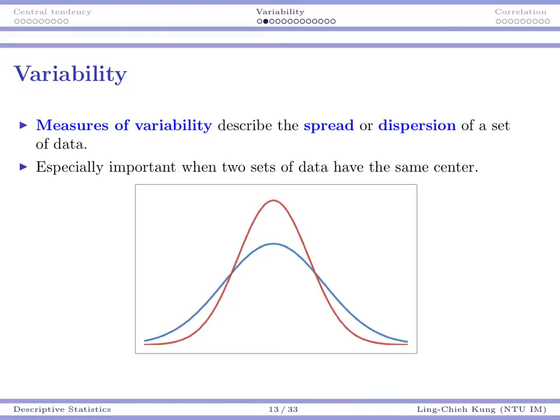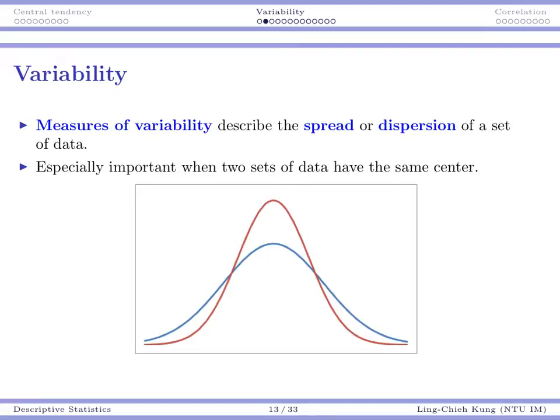This is especially important when two sets of data have the same center. For example, here we have two curves. Each one you can think of as some kind of approximation of a frequency polygon. So here we have two distributions, and we can see that they have the same center. Or technically, they have the same mode, right? Because their mode is just here.